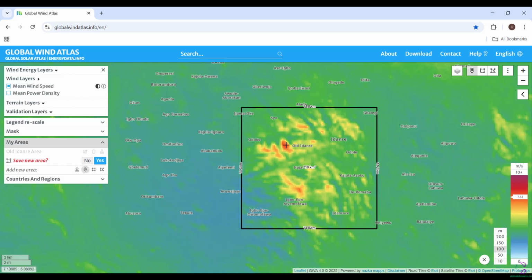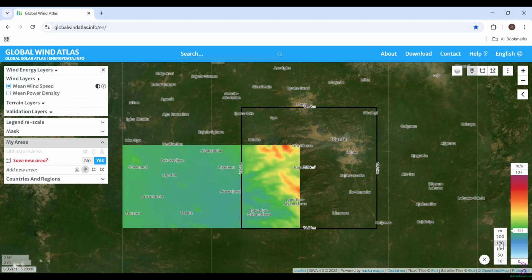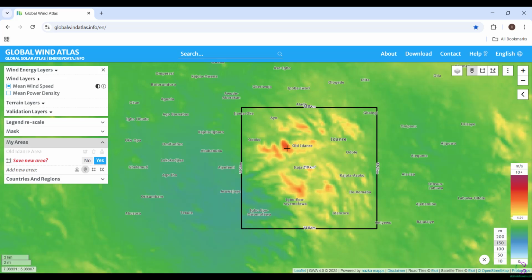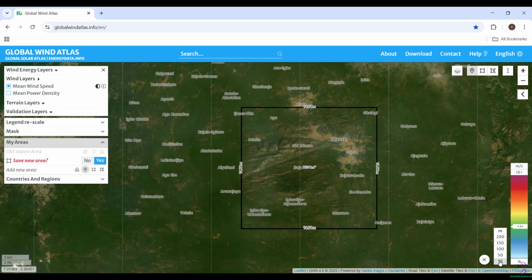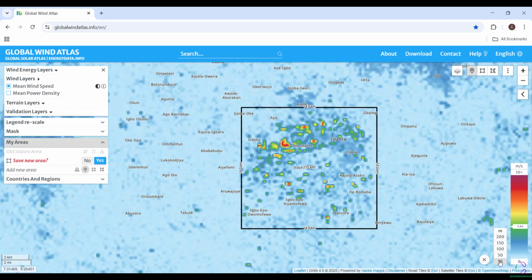So you see here 7.5 meters per second. At 100 meters, then at 150 meters. Doesn't change much. So these are locations you can now select and say let's do a further study to ascertain what is obtainable in the region.